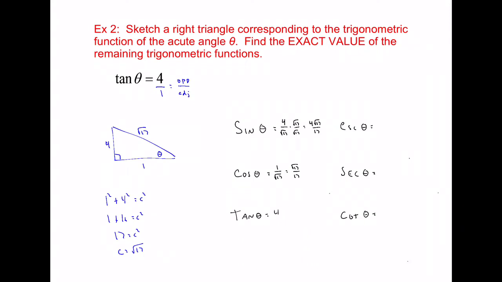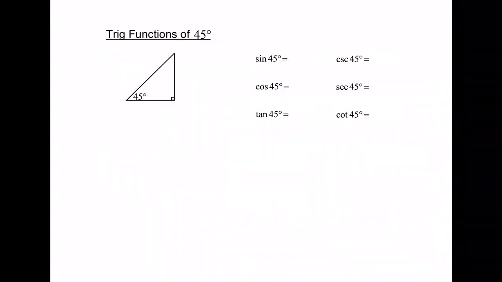Tangent was given, that's 4, but it's opposite over adjacent. And then cosecant's the reciprocal. So that's square root of 17 over 4. Don't have to rationalize it because it's on top. Same thing with secant. It's the reciprocal of cosine. That's the square root of 17 over 1. And then cotangent's the reciprocal of tangent, which is 1/4. So once again, similar to example 1, but you have to create the triangle from a given trig function.